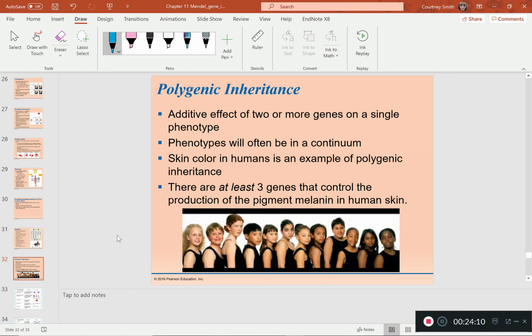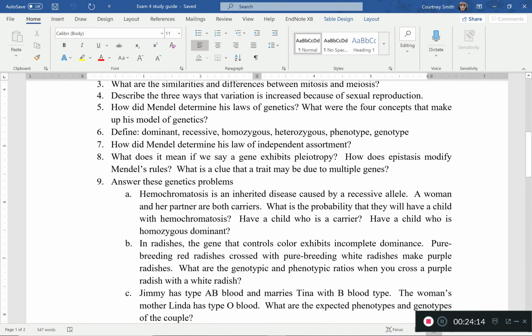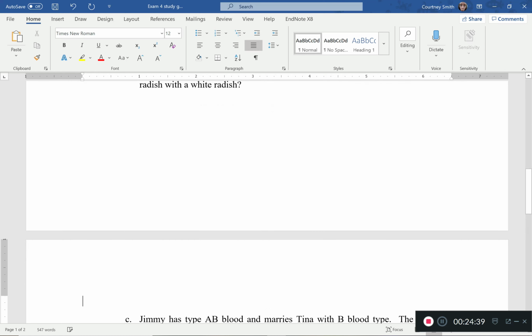Okie dokie. So now it asks for us to do some genetic problems. I'm not going to do all of these. I'm only going to do the ones that I feel are the hardest, which I believe are B, C, and D.